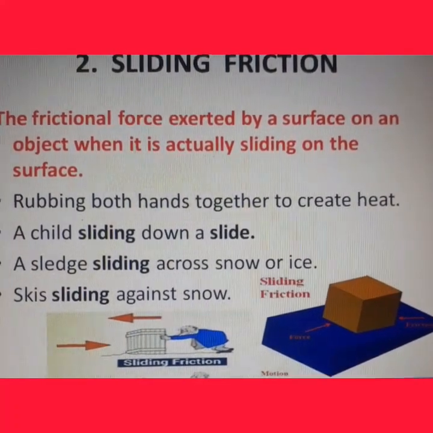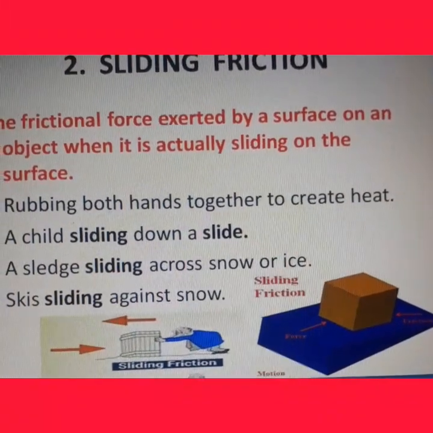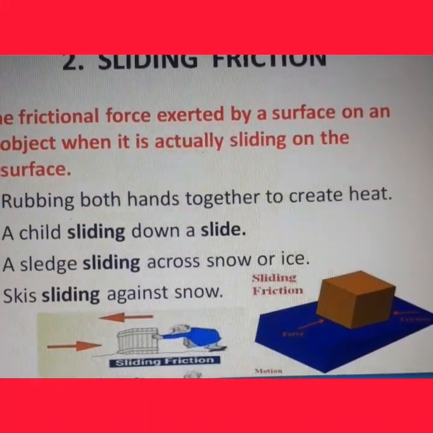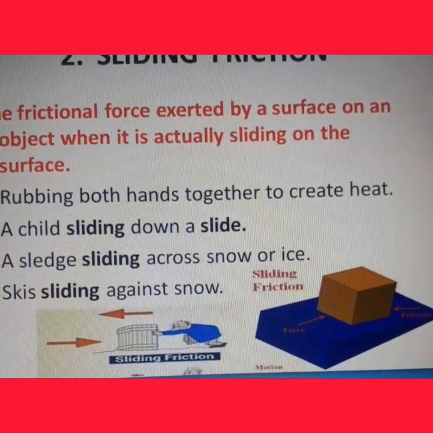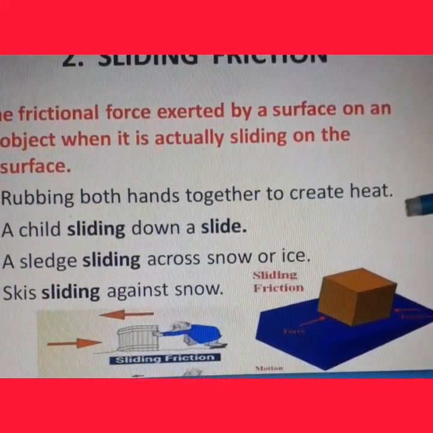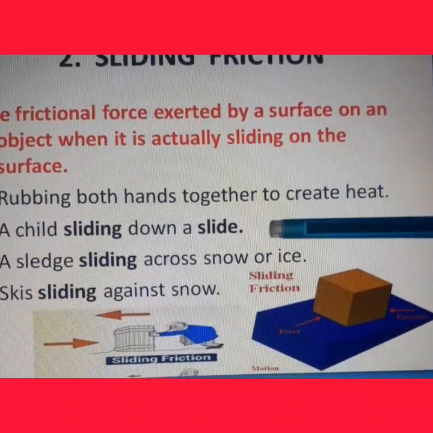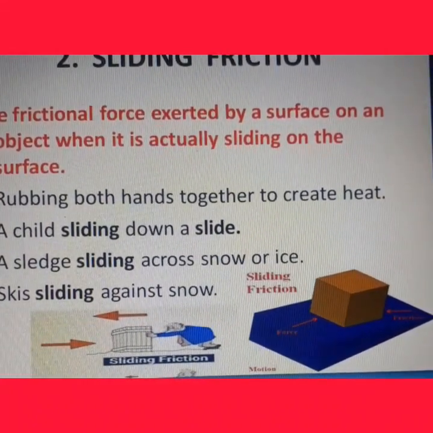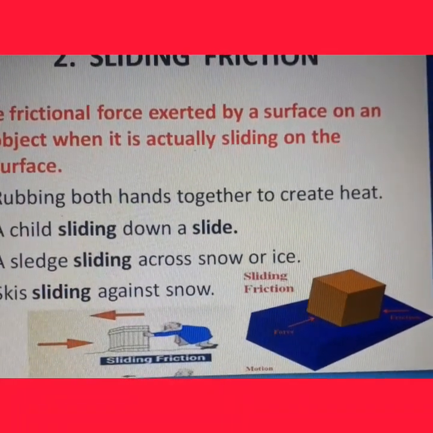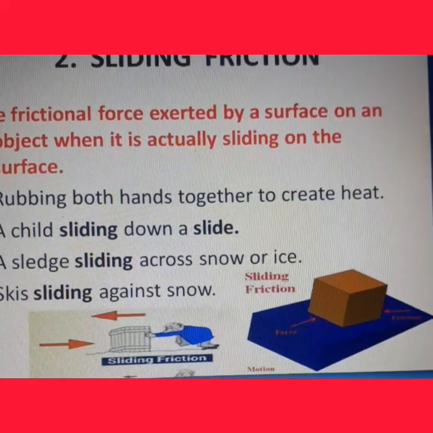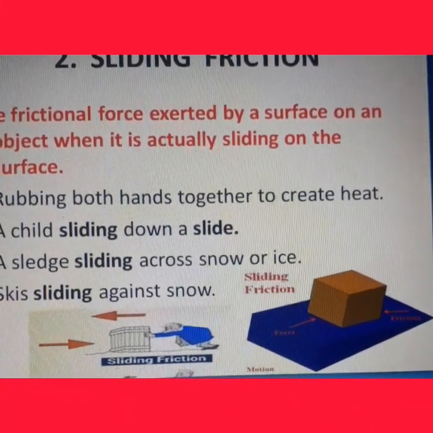Sliding friction. The frictional force exerted by a surface on an object when it is actually sliding on the surface. For example, when you rub your hands or palms to create heat, or a child sliding down a slide, a sledge sliding across snow or ice, a person on skis sliding against the snow.